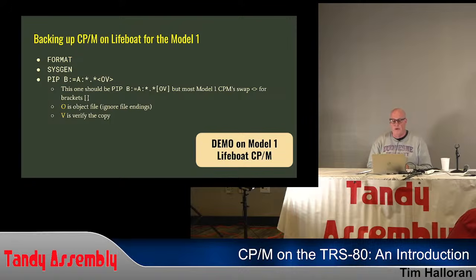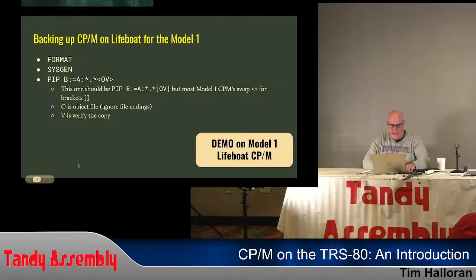So we do that. We're going to copy everything from A, where our original disk was, to B, where we'll format it. And we have to do some options, which on most CPMs would be this bracket notation. But on the Model 1, because it doesn't have brackets, they use the greater than, less than. Now the two options I'm playing with here are, one, O, to do copies for object files, so ignore file endings for text files, and V, verify the copy after it's done.